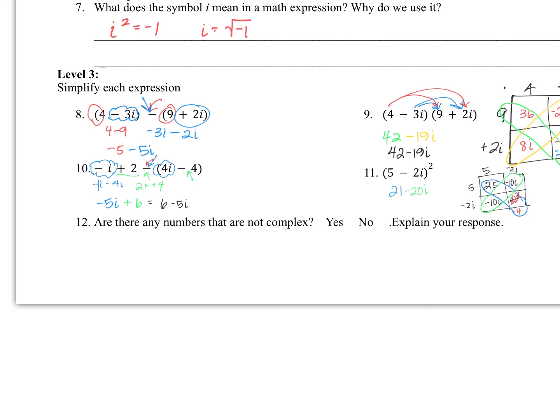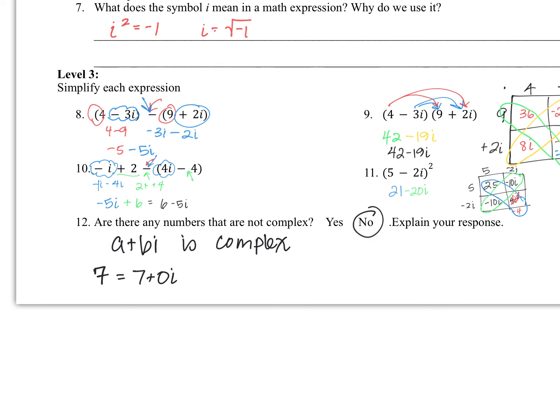Okay, then it says, are there any numbers that are not complex? No, there are not. Because any number that can be written as a plus bi is complex. And any number that we've learned about previously, like let's say your favorite birthday was the day you turned 7, you're like, that's not complex, there's no i part, but we can also write that as 7 plus 0i.